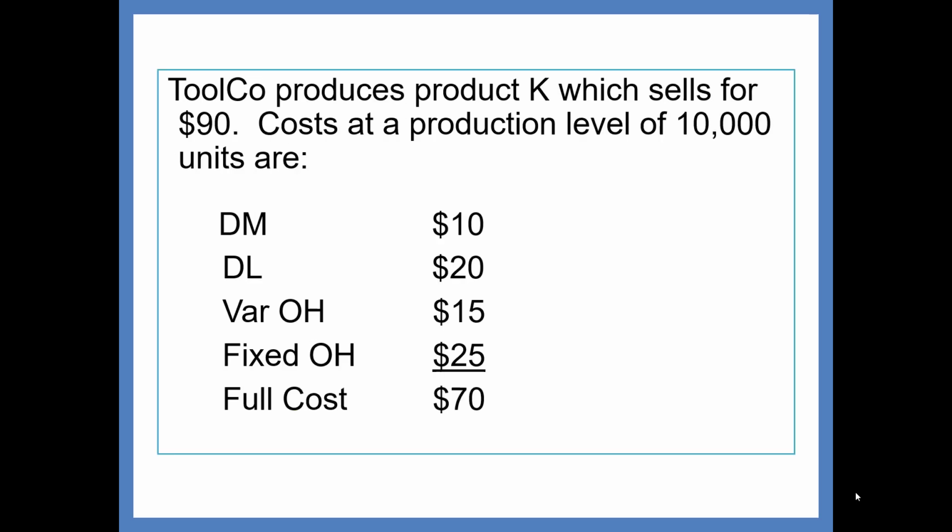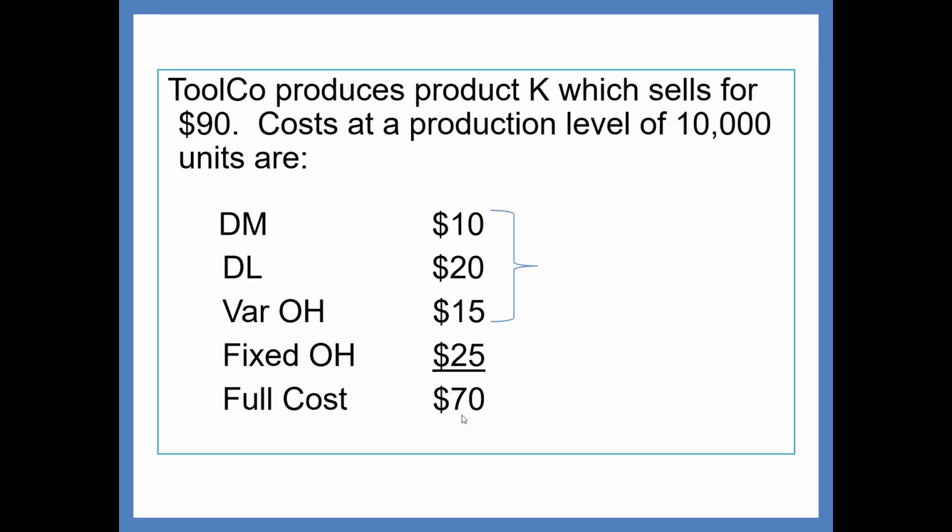So let's go back and look at the information provided. We can see that this is in fact the special order. This customer wants to offer $60 per unit, and we normally sell our inventory at $90 per unit. It also costs $70 to make a unit. But let's look at these costs.